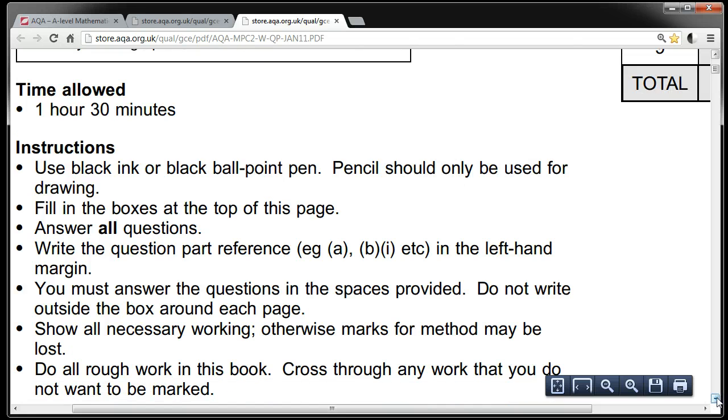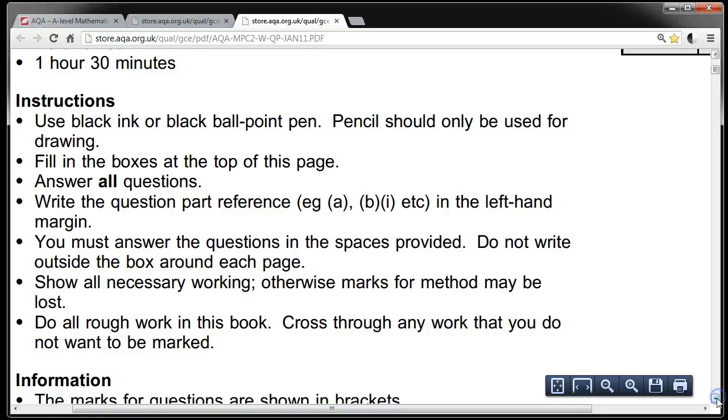Fill in the boxes, so you need to complete the table at the top with all your personal information there. You must answer the question in the spaces provided, and there's plenty of space provided. Do not write outside the box around each page. Show all working, necessary working that is, otherwise marks for method may be lost. Do all rough work in this book. Cross through any work that you do not want to be marked.